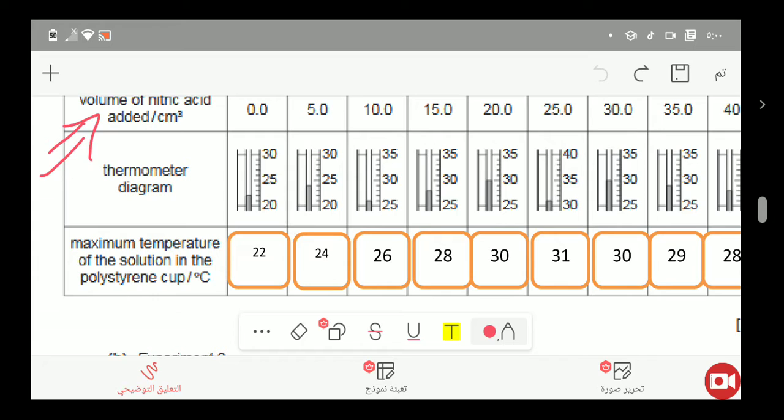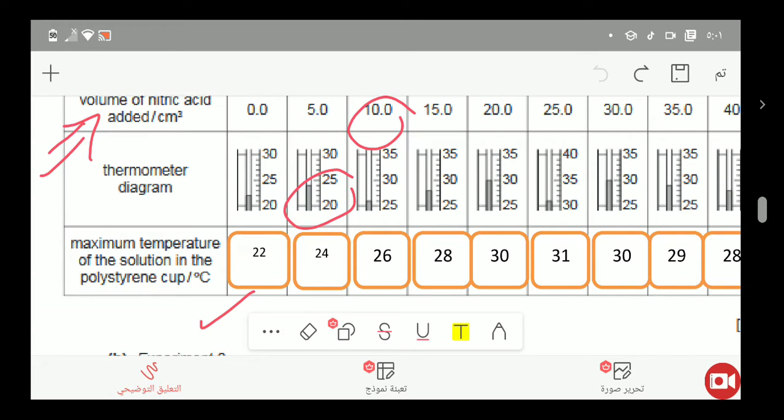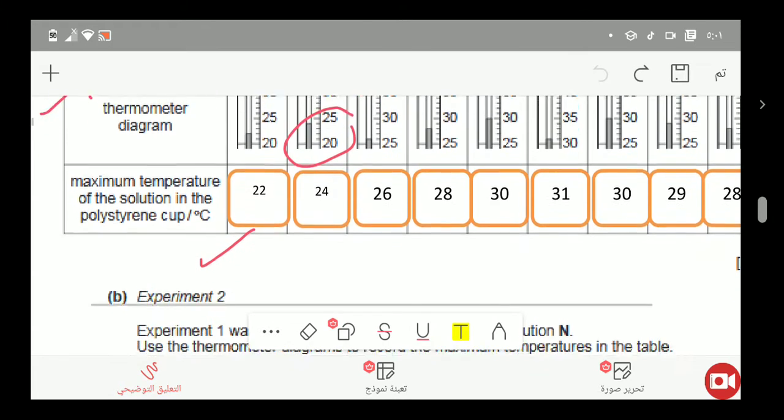So the temperature is the room temperature, which is 22. The graduated unit here is 1: 20, 21, 22, only 22. Next one, the temperature was 20, 21, 22, 23, 24. When he adds another 5, the total solution becomes 10 centimeter cubed. The temperature becomes 26, and so on. You continue to add and continue to measure the temperature.